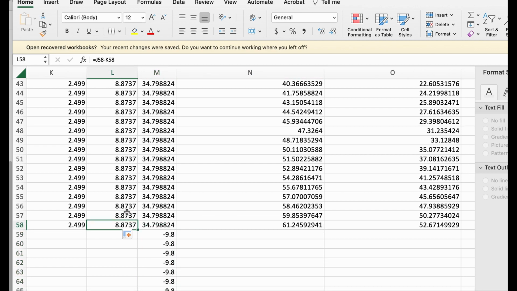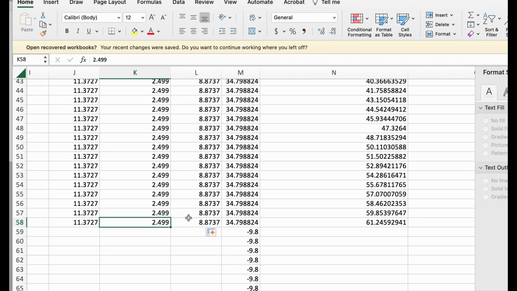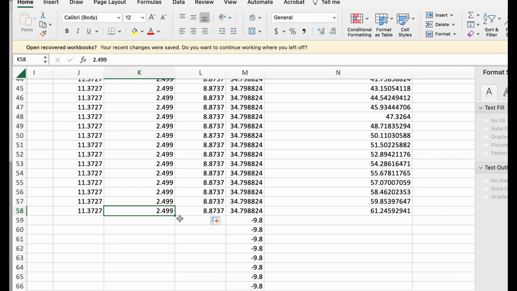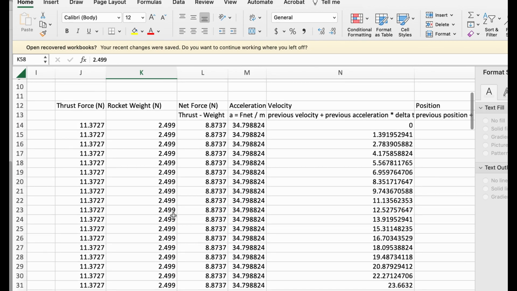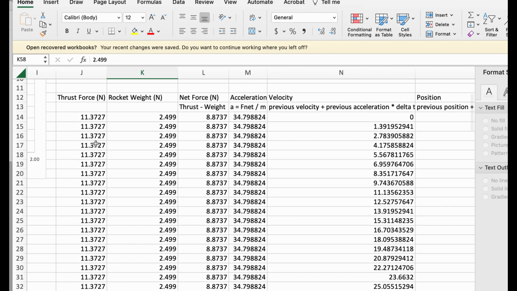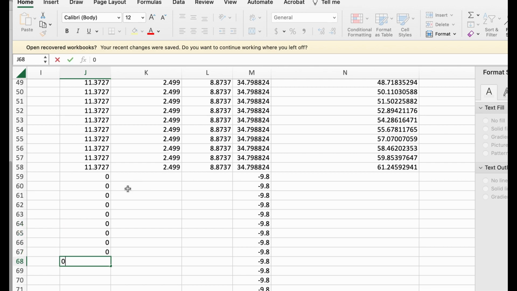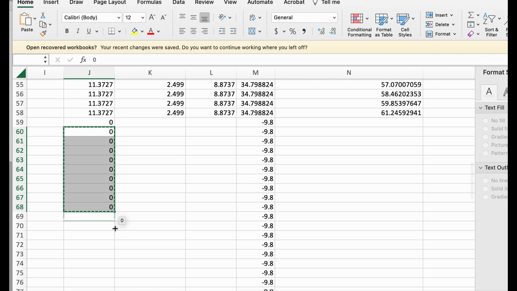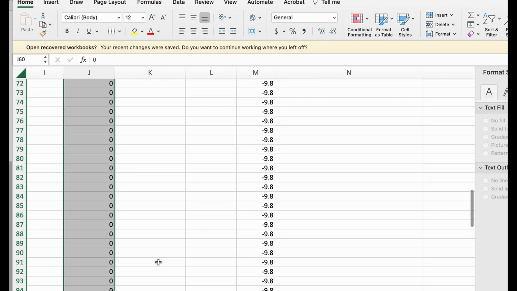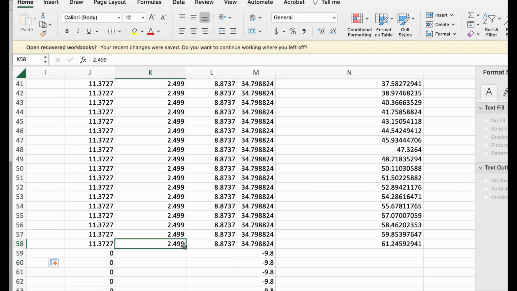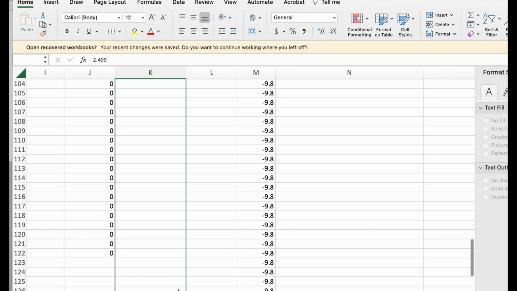But of course the weight of the object won't change. And in fact, an even better way of getting those values would be to base them on the forces involved. So we're going to let that thrust drop to 0, because we ran out of fuel. Let the weight continue to be 2.499.